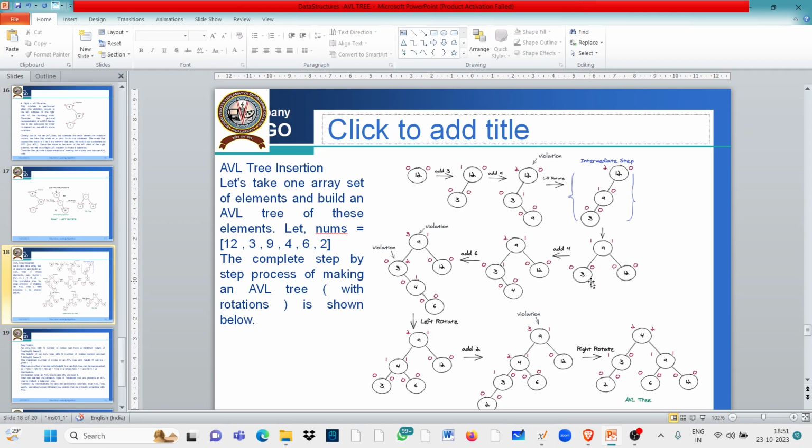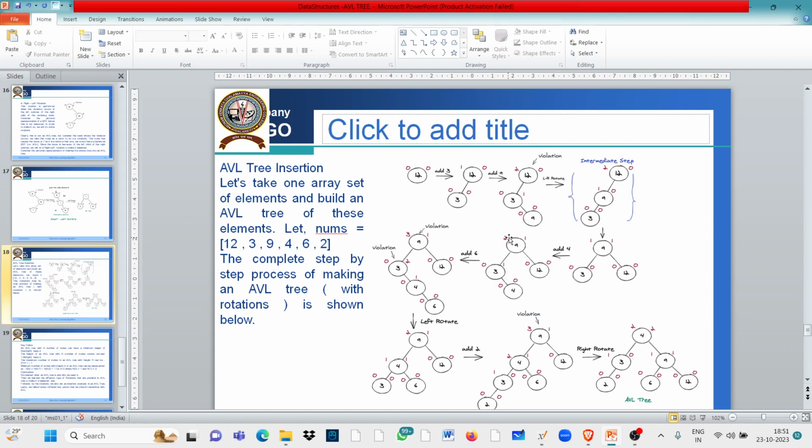Now suppose I want to insert another element. First was 12, next was 3, and 9 is already over. Next I want to insert 4. So 4 is less than 9, it will come to the left. Then 4 is greater than 3, that means it will come to the right. So I put it here. While I am putting it here, you don't have any problem. Here 0 minus 1, it is equal to minus 1.